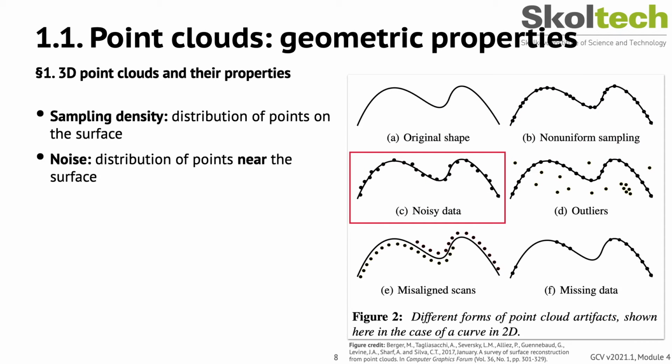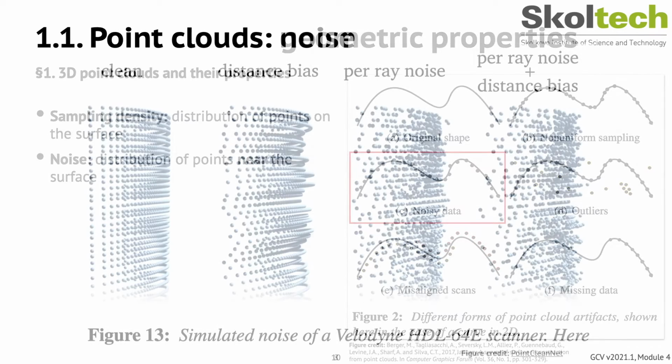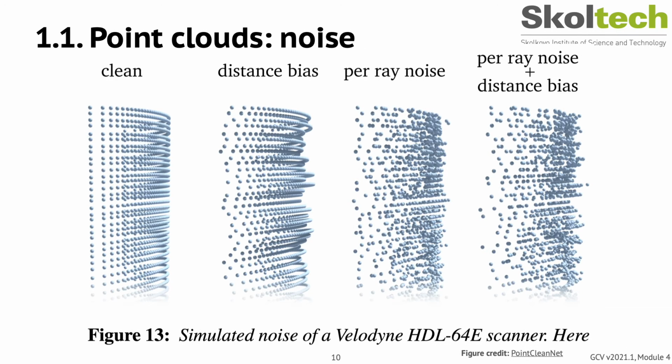Points that are randomly distributed near the surface are traditionally considered to be noise. The specific distribution is commonly a function of scanning artifacts such as sensor noise, depth quantization, and distance or orientation of the surface in relation to the scanner.